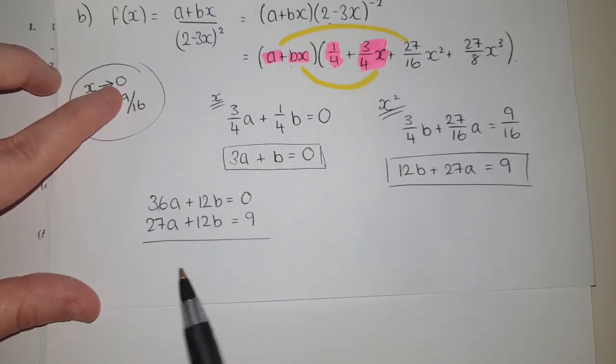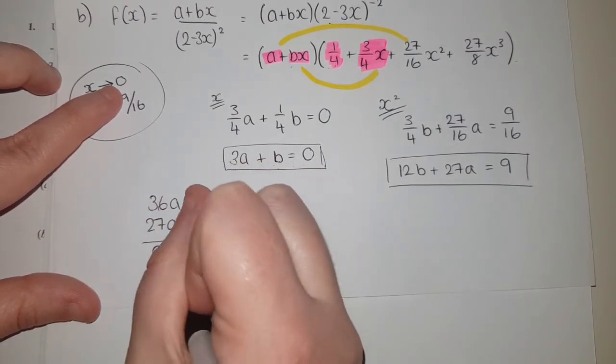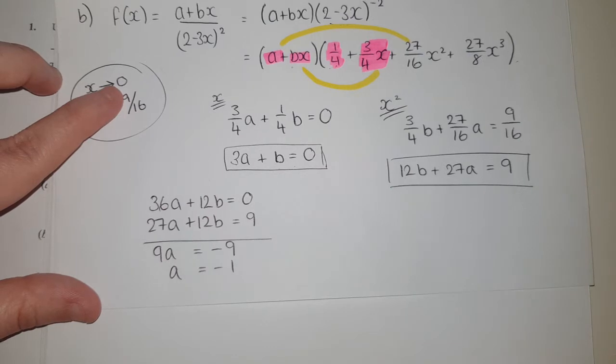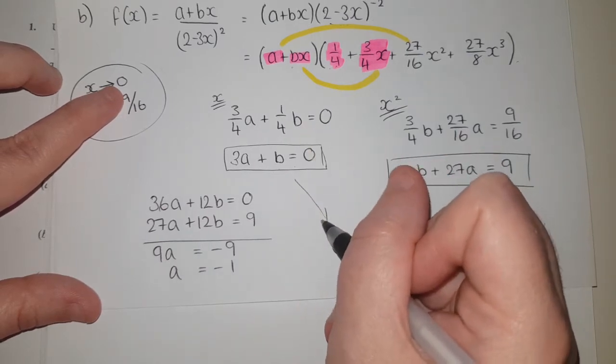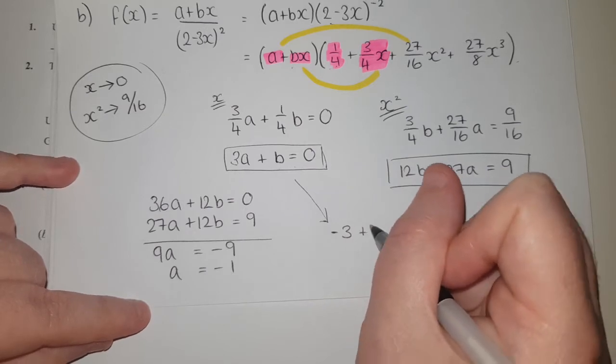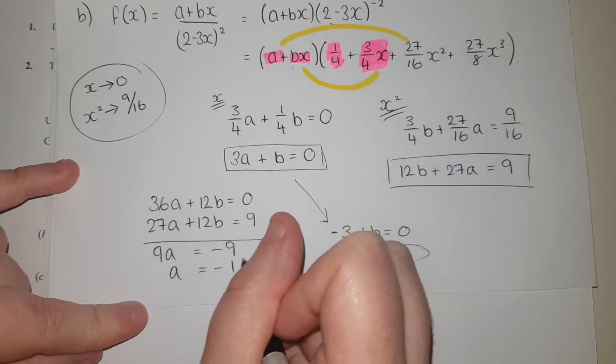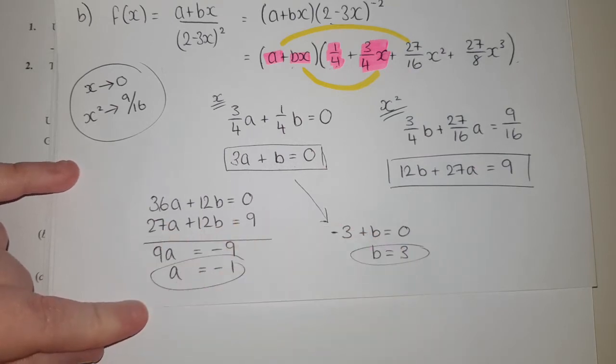So I can do top row subtract bottom. I'm left with 9a equals minus 9, in which case a equals minus 1. Then I'm going to plug that back into this equation. If a is minus 1, I get minus 3 plus b equals 0, in which case b equals 3. And that's it. I've got my a and my b value.